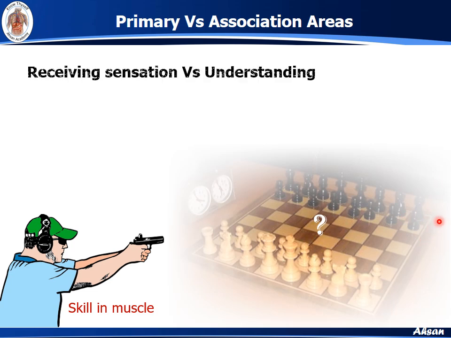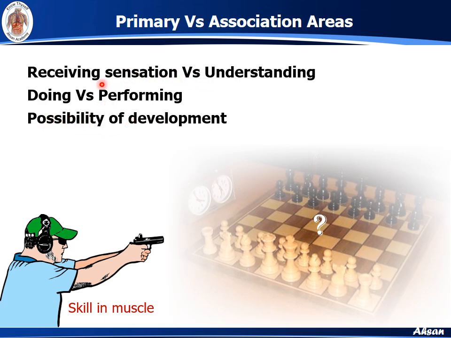In other words, we can say the primary area is responsible for simply receiving the sensation, but the association area helps to understand and to interpret. Doing something and performing the work have a clear-cut difference. Doing means without any feelings, doing without any initiative. Performing means you are giving some emotional touch, some skill touch, and so on.